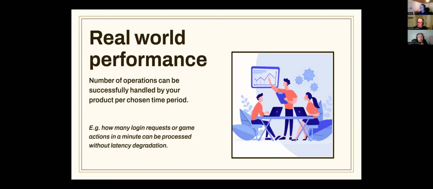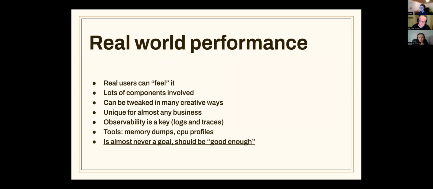And the first one is real world performance. I define it as the number of operations that can be successfully handled by a product per chosen time period. And this is what's mostly interesting for business. An example of that: how many login requests can be handled by your website, or if you're hosting a game, what is your online, or in other words, how many game actions in a minute can be processed without latency degradation. And there are certain characteristics of this performance because real users can feel it.